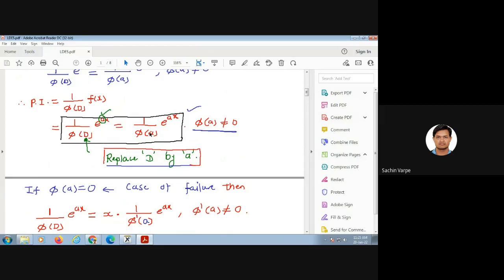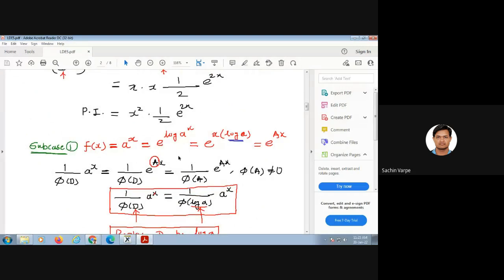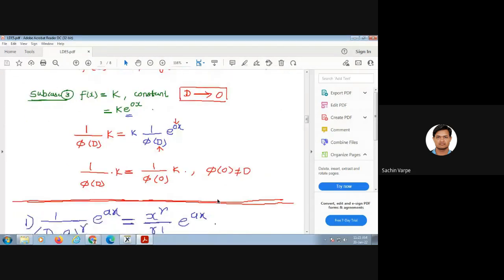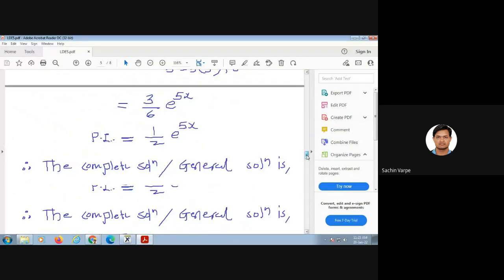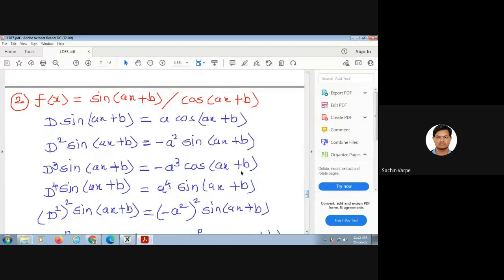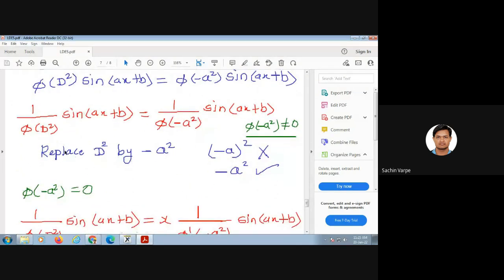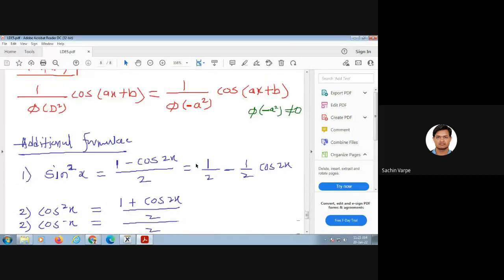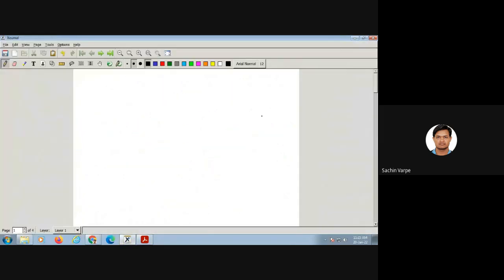times independent variable, isn't it? Then in case of second, sine or cos, what are we doing? We are replacing d square by minus a square. We have seen the logic behind that replacement, right? So to get the particular integral in case of normal sine or normal cos, we are replacing d square by minus a square. And in case of hyperbolic function, we are replacing d square by plus a square. So let me start with that.